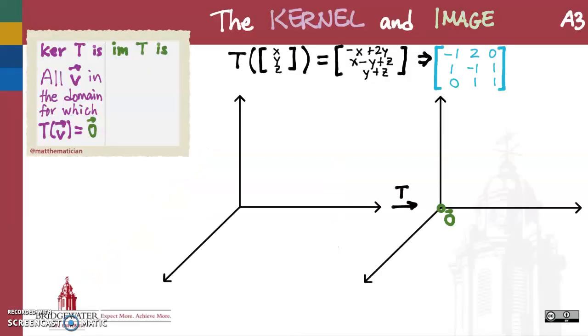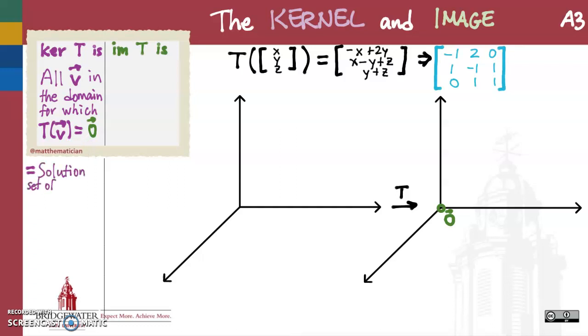Let's look at this example of a linear transformation from three-dimensional space into three-dimensional space, and figure out what the kernel of this linear transformation is using its standard matrix, which we can see here. So how do we figure out how to describe the kernel, the set of all vectors in the domain of this transformation which are getting sent to the zero vector in the codomain? Well, we just have to solve this equation, T of v equals the zero vector, to figure out what vectors v are getting sent to zero.